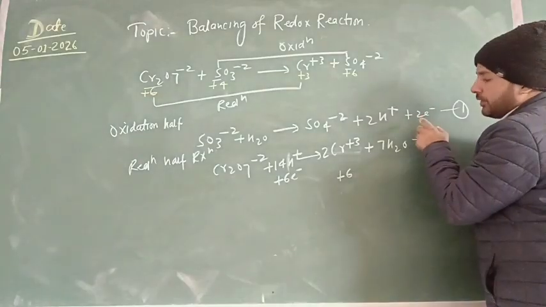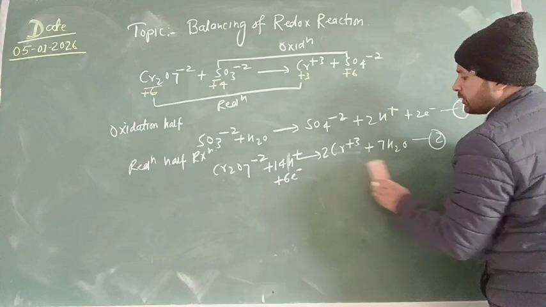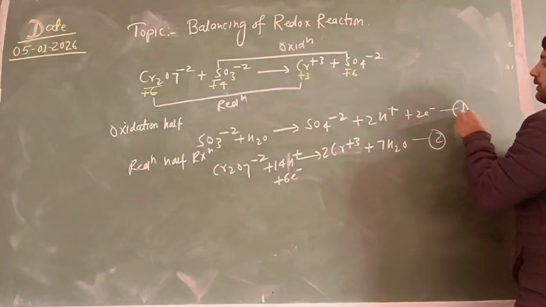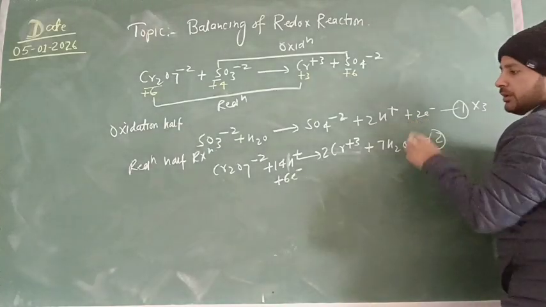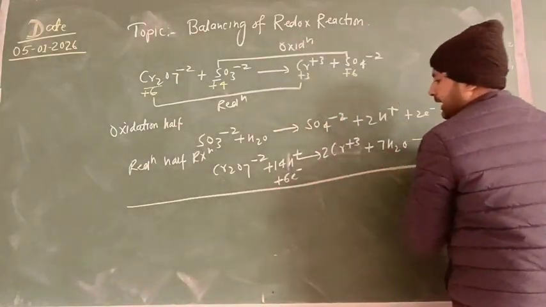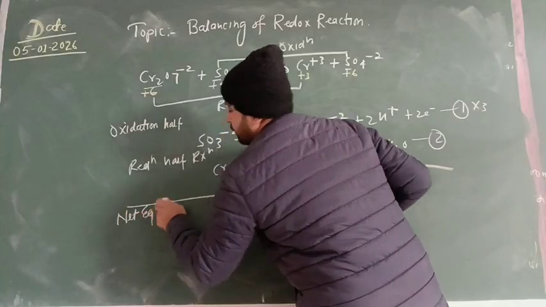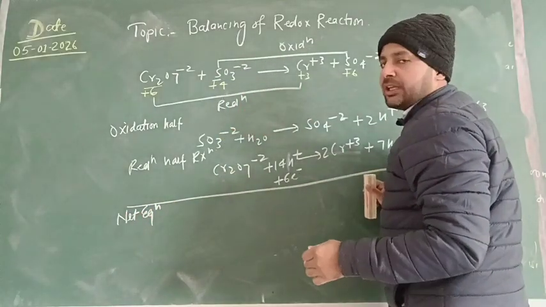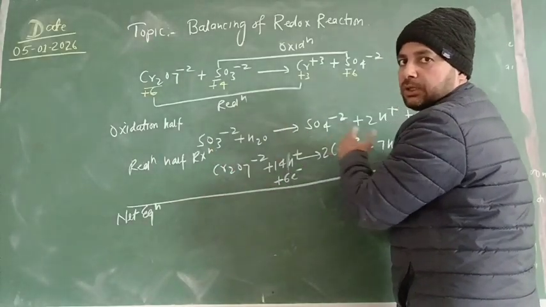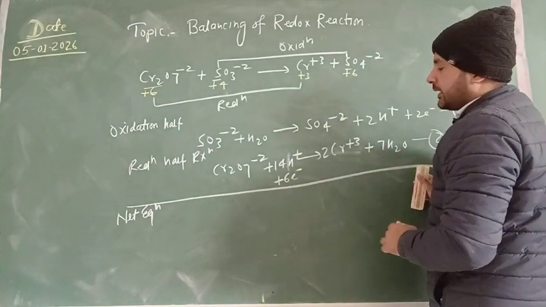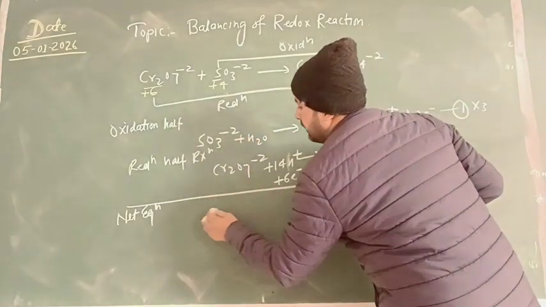Since in equation 1 there are 2 electrons and in equation 2 there are 6 electrons, we have to multiply equation 1 by 3. So this will give 6 electrons. Okay. So after writing this, we have to write the net equation. In the net equation, we have to remove electrons, and electrons can be removed only when the number of electrons on the left side is equal to the number of electrons on the right hand side. So after multiplying by 3, we will get what?